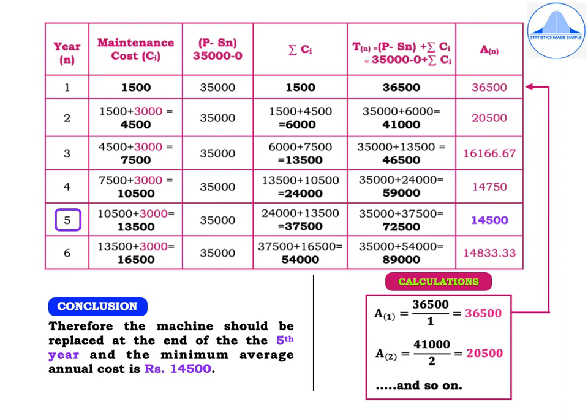So our conclusion is that the machine should be replaced at the end of the fifth year, and the minimum average annual cost is rupees 14,500. Remember that the machine is replaced at the end of the year for which the average annual cost is the least.